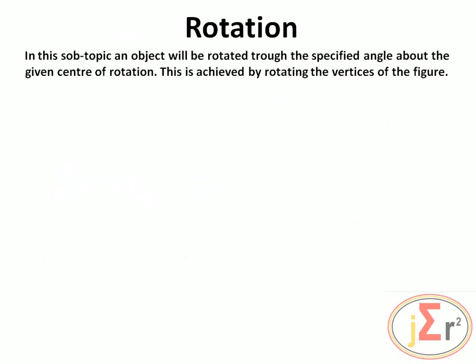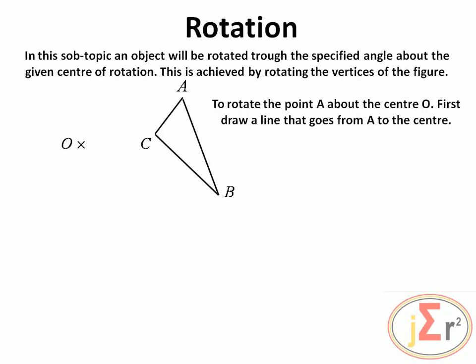Our final subtopic is rotation. So in this subtopic, an object will be rotated through the specified angle about the given center of rotation. This is achieved by rotating the vertices of the figure. There we have our first assignment to rotate the triangle about this center of rotation.